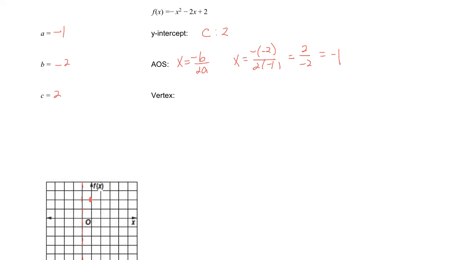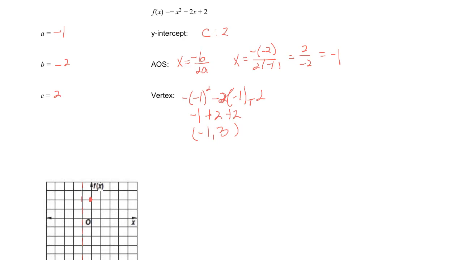Vertex, we're going to plug in -1 to our parabola equation here and see what we get. So -1 squared minus 2 times -1 plus 2. Well, -1 squared is 1, so that's -1. -2 times -1 is +2, and then that's plus 2 on the end. 2 minus 1 is 1, plus 2 is 3. So that coordinate point is -1, 3, where the vertex is.